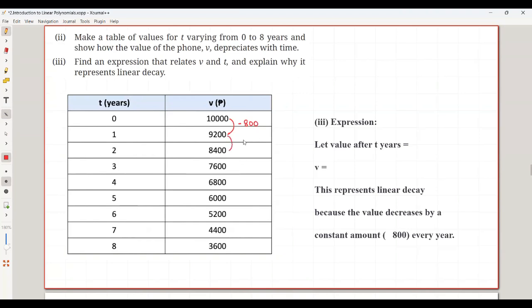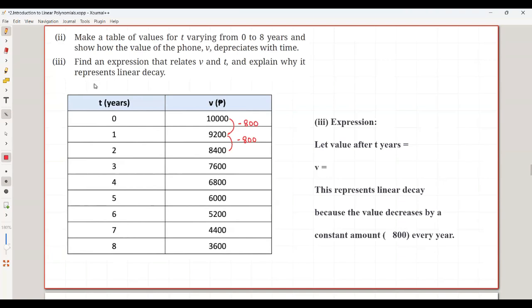Again, we are just subtracting for the second year, third year, fourth year. As the time period keeps increasing, the value of the mobile phone is decreasing. Therefore, this comes under linear decay.